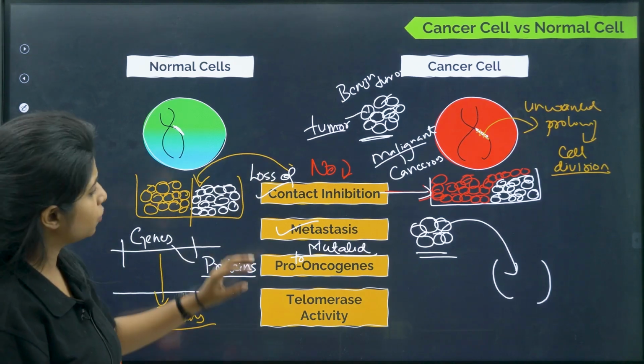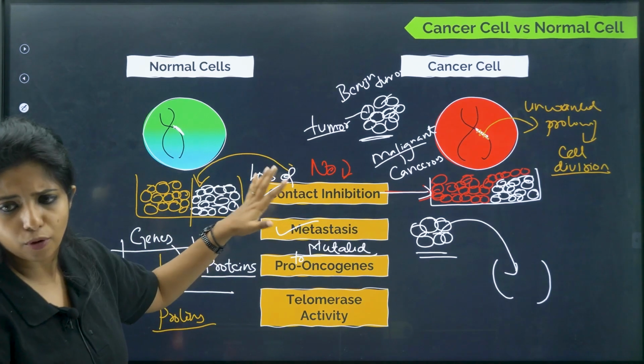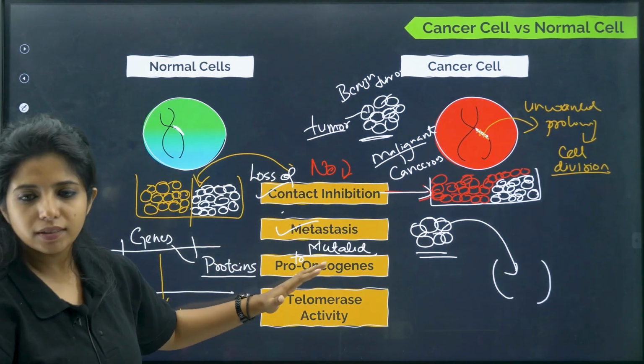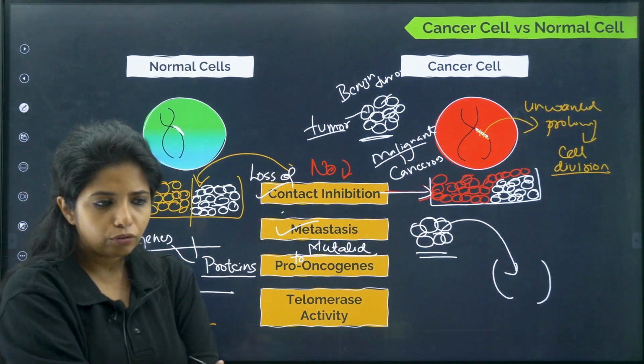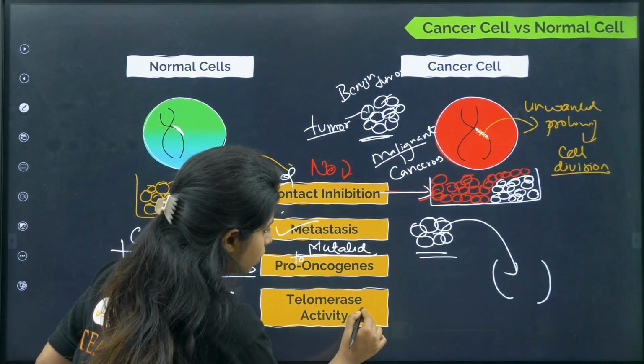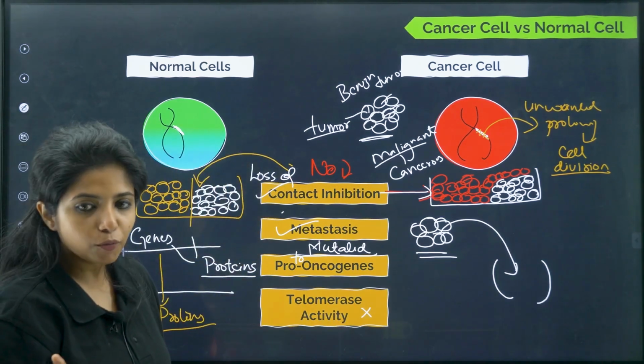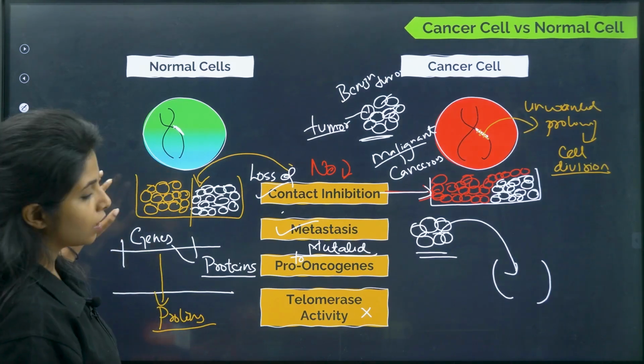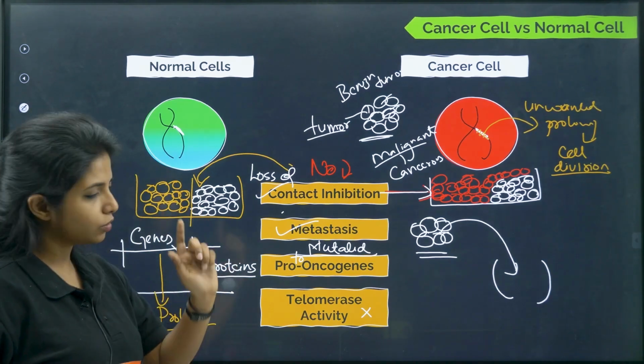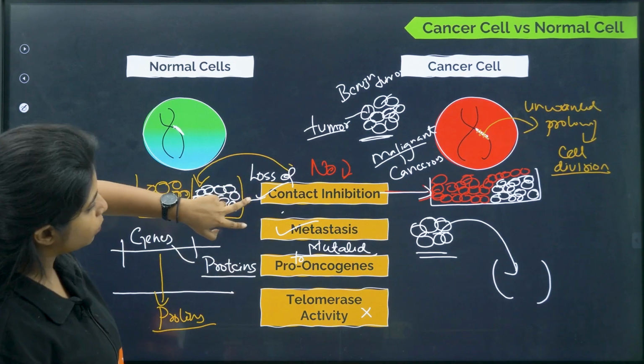It's not a property. So you can write contact inhibition and metastasis as a property. There is one more property, telomerase activity. I don't think that is needed for you in 12th grade. So as of now, I will not explain it to you. If you want me to explain, you can tell me, I can explain in the comment section. Otherwise the time will just keep expanding. So for children, you just have to write both of them.